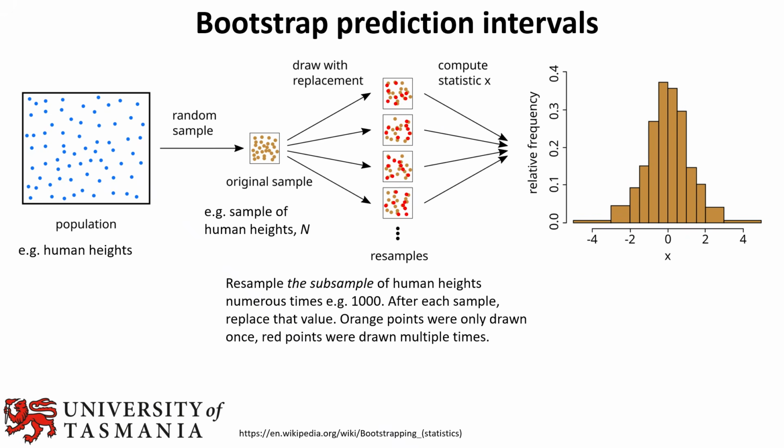And then with all of those repeated resamples with bootstrapping, we then compute the statistic X, and then you come up with a frequency. Here it's a little bit like a normal distribution, but it could be anything. And you come up with a frequency distribution for that particular statistic X.